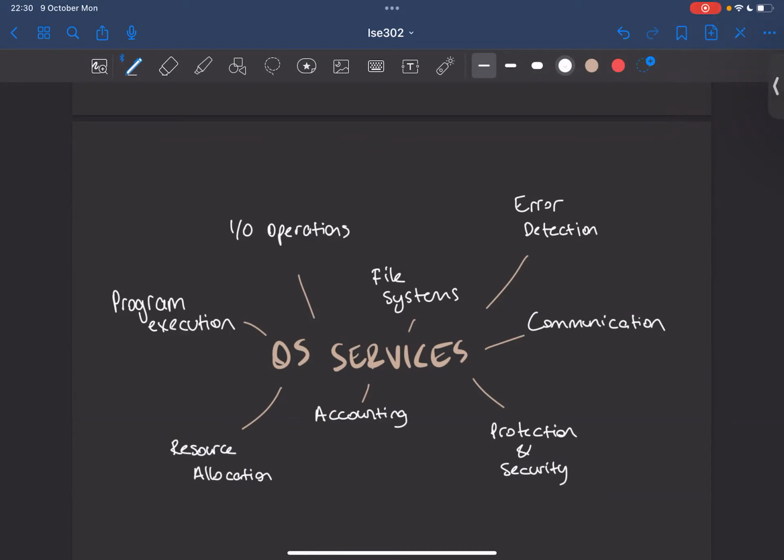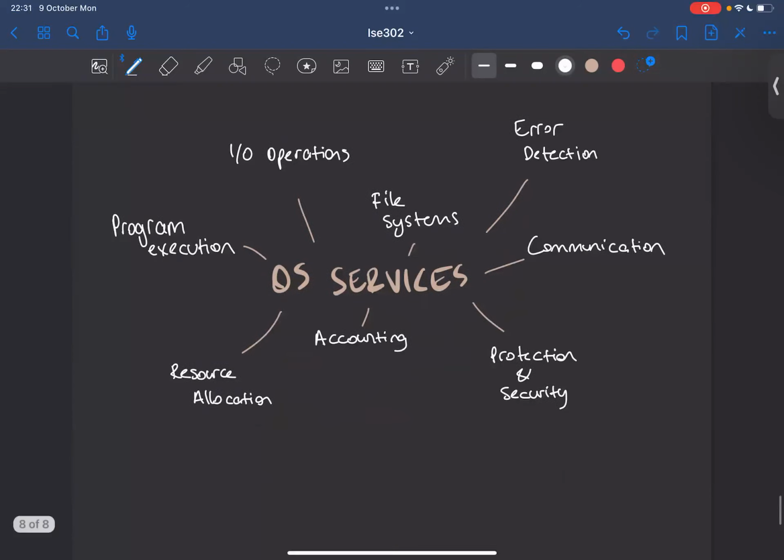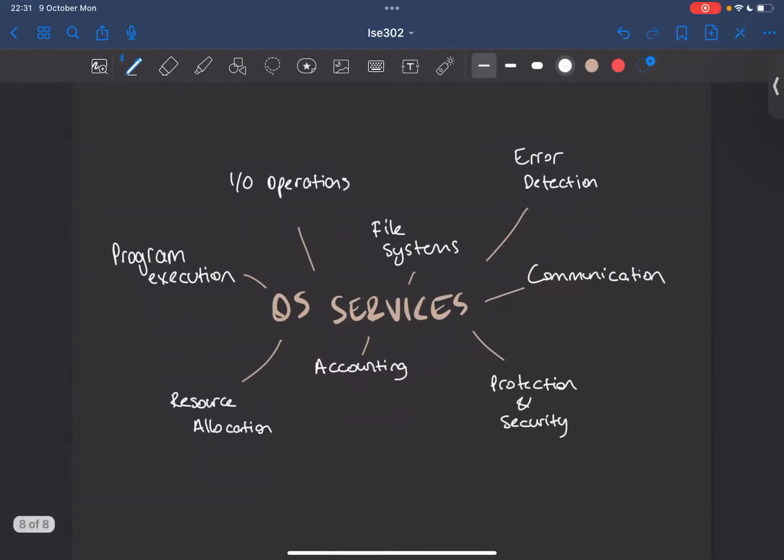Now, these services can vary depending on the specific operating system, such as Microsoft or macOS, but they all fall into common categories. The operating system provides these services to make it easier for programmers to do their job. It's like having a guide that helps everyone use the computer effectively.